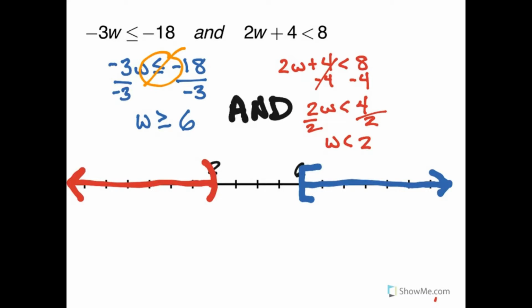Since these inequalities are joined by AND, we're looking for places on the number line where both inequalities are true. But since the two shadings never overlap, there are no places on the number line where both inequalities are true. And so the solution to the compound inequality is that there are no solutions. It's the empty set.